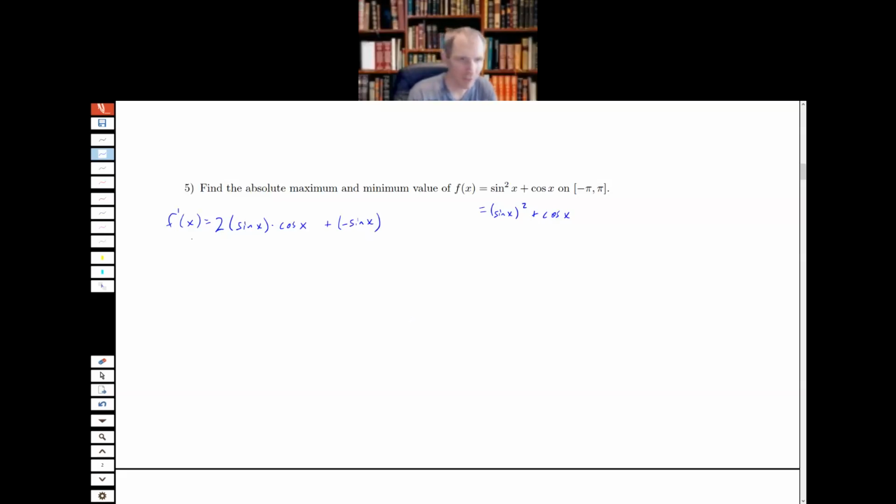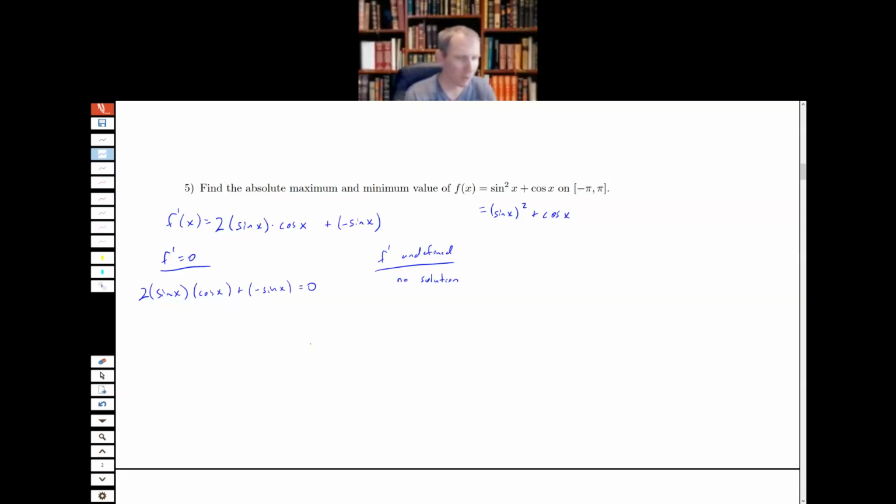So I want to find out where f prime is equal to 0 and where f prime is undefined. There's nowhere where this is undefined. Right? There's no fractions, and nothing where I could get an undefined value. So let's look at this thing equal to 0. So I have 2 times sine x times cosine x plus negative sine x equals 0.